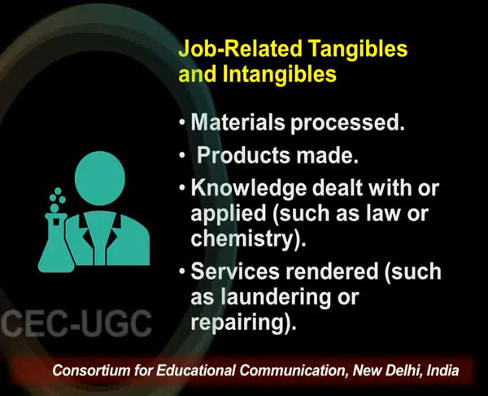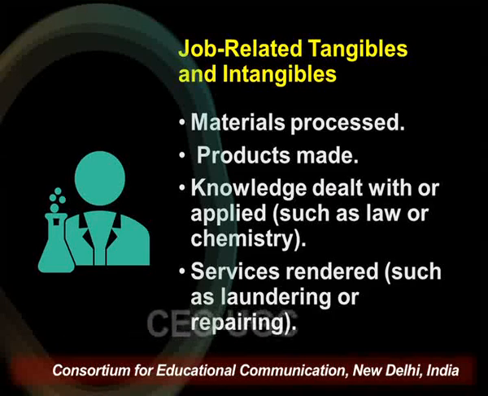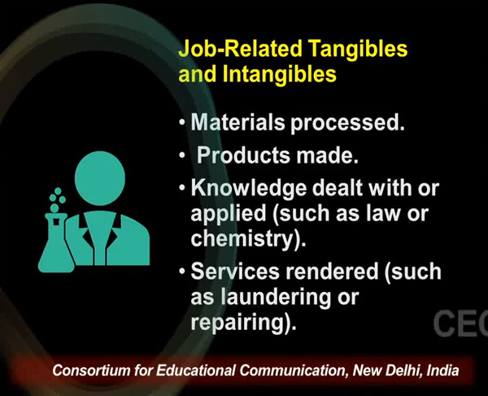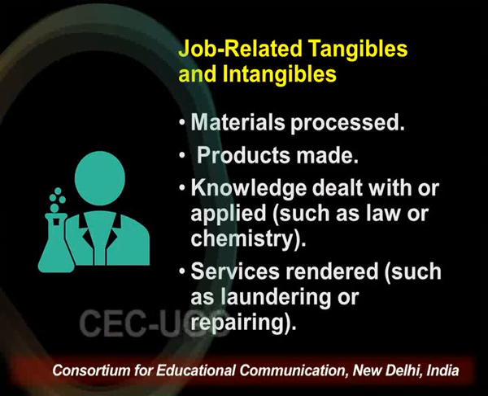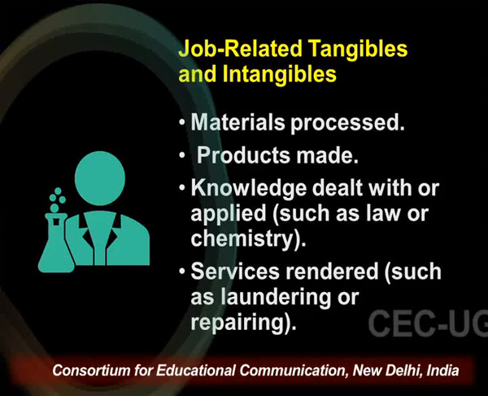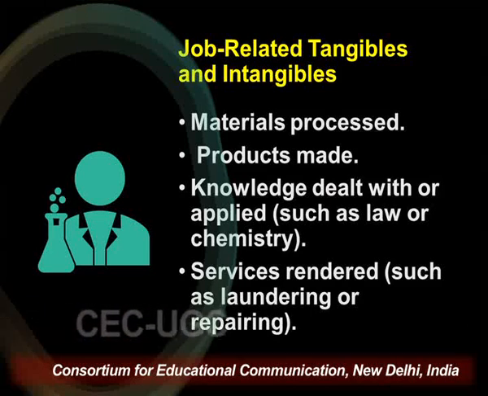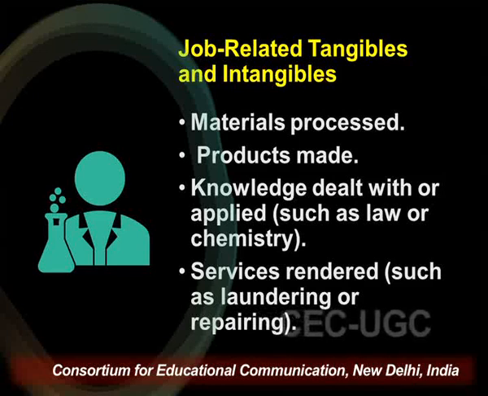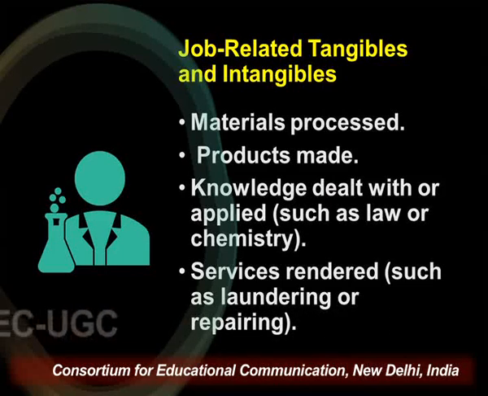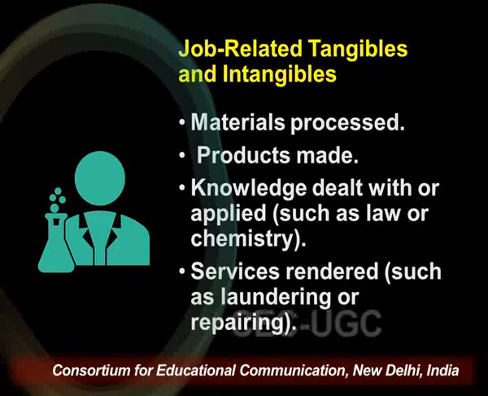So other information is the job-related tangibles and intangibles. For example, what are the materials that are being processed, what products are being made, and any knowledge that has to be dealt with or applied. For example, any law you are applying, any chemistry being applied in the particular job, and what services are being rendered, like laundering or repairing. So all this information is also collected.